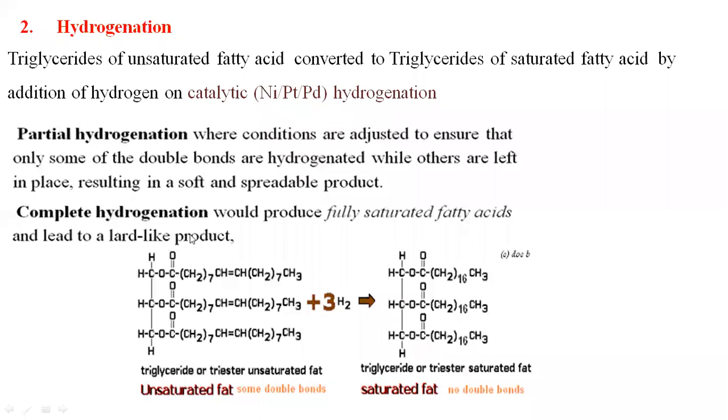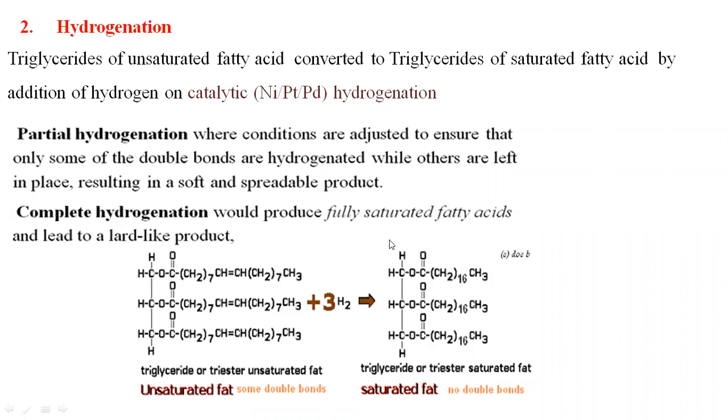Complete hydrogenation is also called full hydrogenation. Here the unsaturated fatty acids are converted to fully saturated fatty acids, leading to a lard-like product. In partial hydrogenation we get a spreadable product; here we do not get a spreadable product.